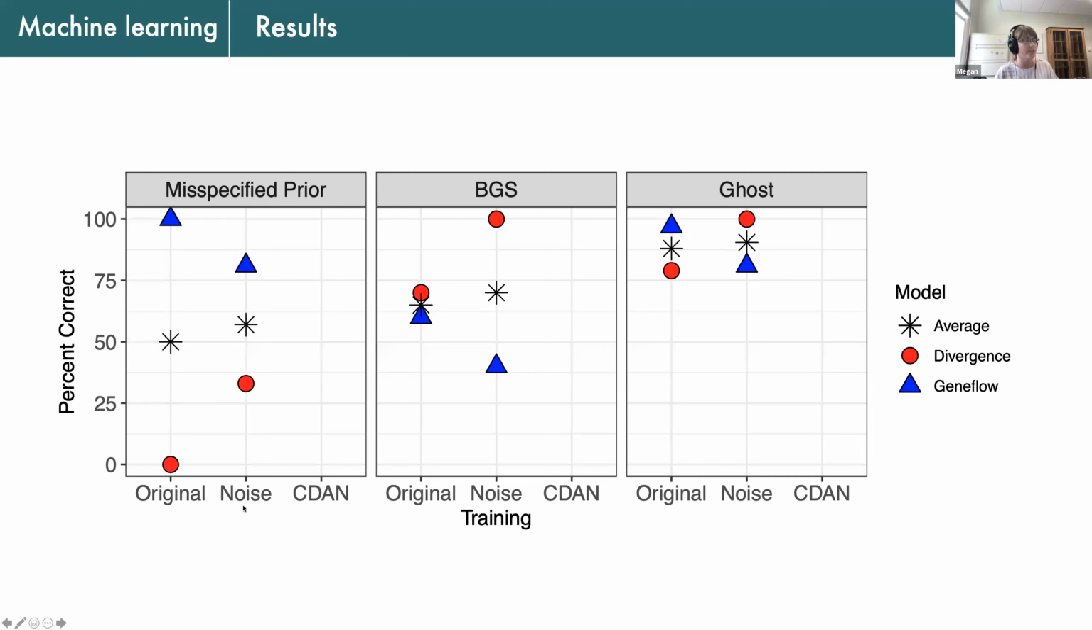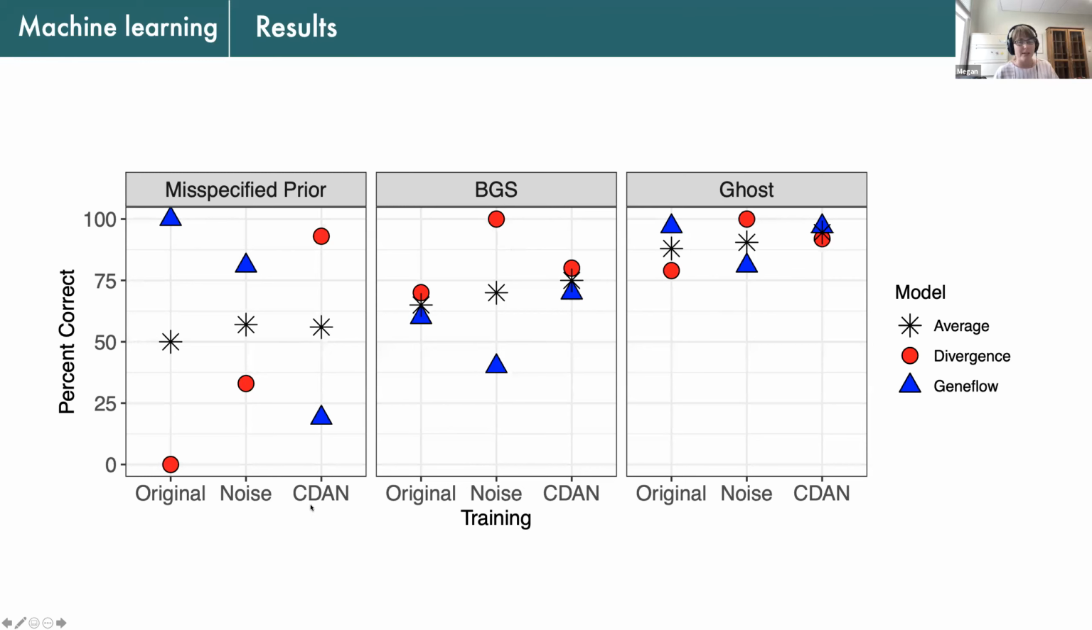Okay, next we used our noise network, where we'd added noise to our training data. We find that we do slightly better under a misspecified prior, and we achieve slightly better balance between our two classes. Under background selection, our average accuracy is slightly increased, but we've really increased the discrepancy between the two models, so this isn't working very well. And under ghost introgression, we see a very slight increase in accuracy, and we see similar balance across our two classes, although we've flipped here.